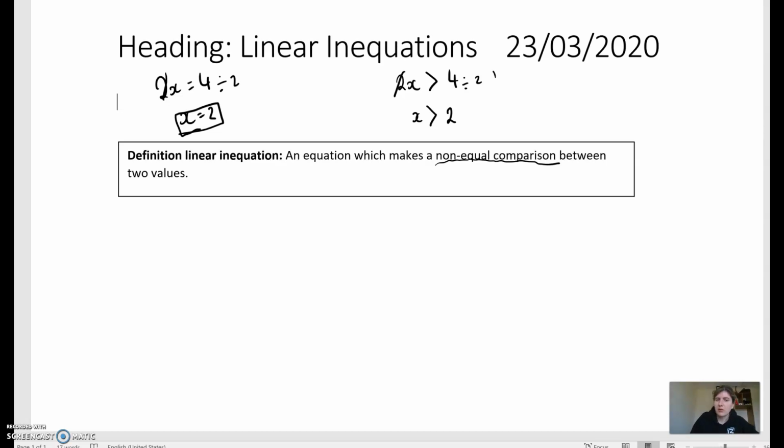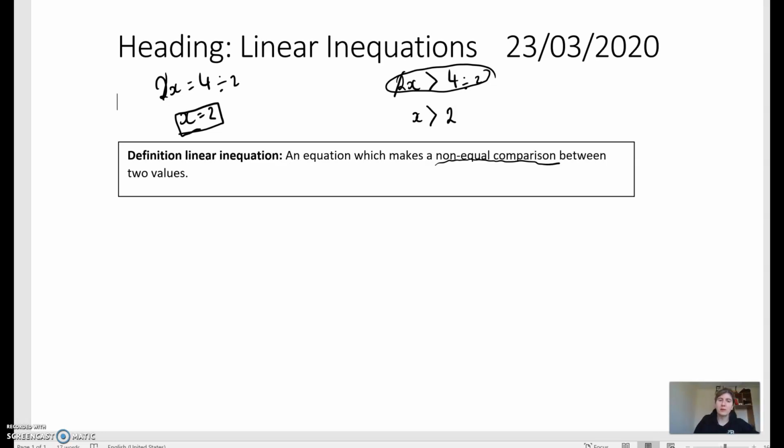We should be able to look at this and think about whether it's true or not. If x was 3, which is bigger than 2, then that would be 2 times 3, which is 6. That's bigger than 4, so that's true. But if it was 1, it would be 2 times 1, which is not bigger than 4, and that means that is not true. So again, you're still making a comparison between two values. You're still comparing x and a value, but it's just not an equal comparison.